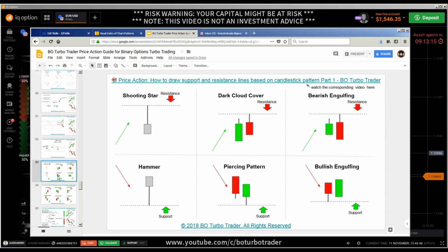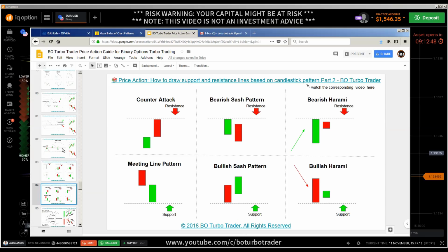Then important here is how to draw support and resistance lines and areas based on candlestick patterns. Here I have named only a few, but you can apply this to Dragonfly Doji, Gravestone Doji, to every kind of candlestick, pin bars, everything, because it's always the same. If you have an upper shadow, you can use it as resistance. If you have a lower shadow, you can use it as support. And you see here, that is the concept. So you can apply this to every candle.